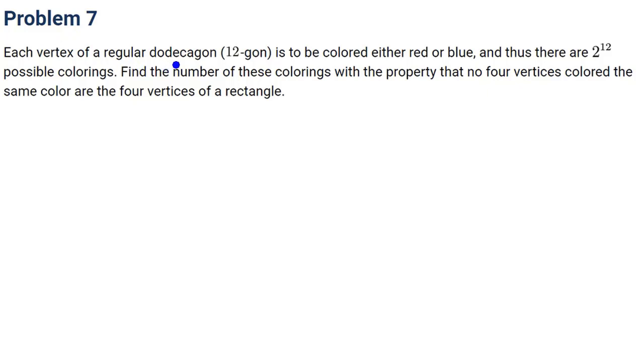AIME II 2023 problem number 7. Each vertex of a regular dodecagon (12-gon) is to be colored either red or blue, and thus there are 2 to the 12 possible colorings. Find the number of these colorings with the property that no 4 vertices colored the same color are the 4 vertices of a rectangle.